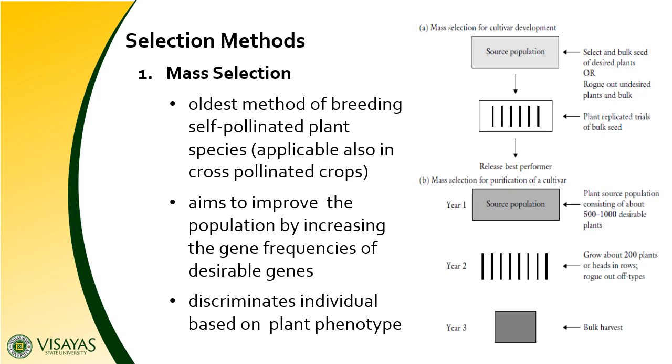But if the desirable plants are few, so there are many undesirable ones, the first thing you can do is to select or harvest first the desirable plants, and then you discard the undesirable ones. So after selecting the desirable plants, in the following year, you can plant those in replicated trials. And then after that, you select the best performer, and you can release that as a cultivar or a variety.